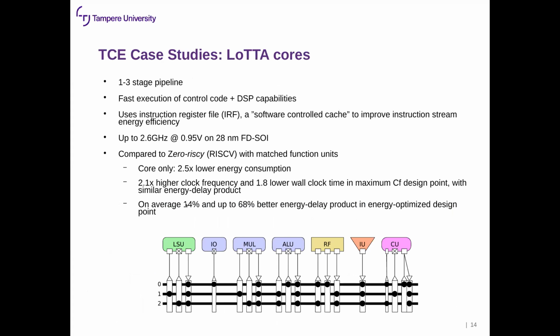So there were a few variants in our study, between 1 and 3 stage pipelines. So basically that means that everything in a typical RISC pipeline is done in 1 or 3 pipeline stages. And the idea here was to target fast execution of control code along with some DSP or signal processing capabilities.